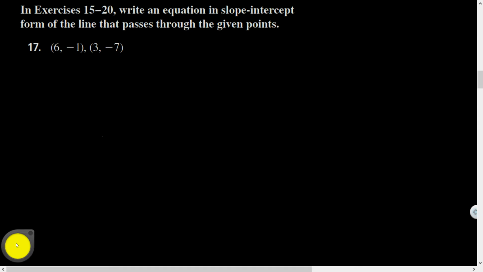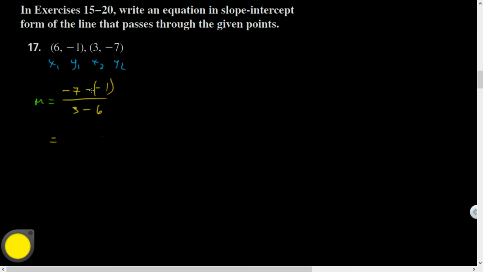I've got 2 points. So let's label our points. This is question 17, x1, y1, x2, y2. Let's find the slope. Sloppy slope. So let's see, m is equal to y2 minus y1 over x2 minus x1. Whew, man, double negatives, yikes.